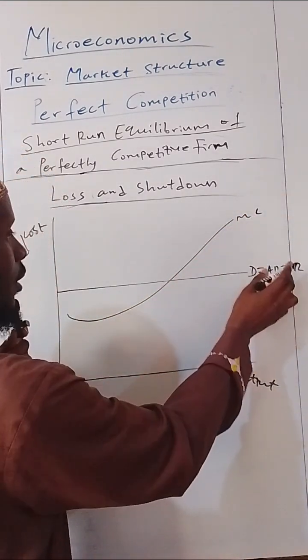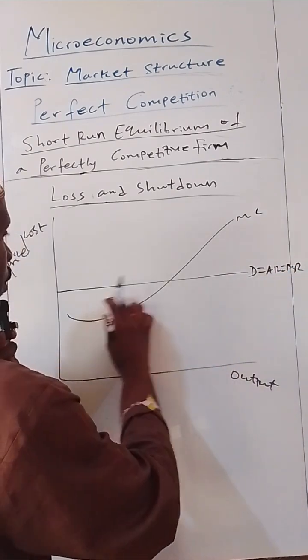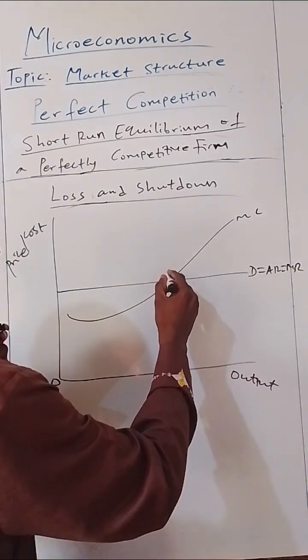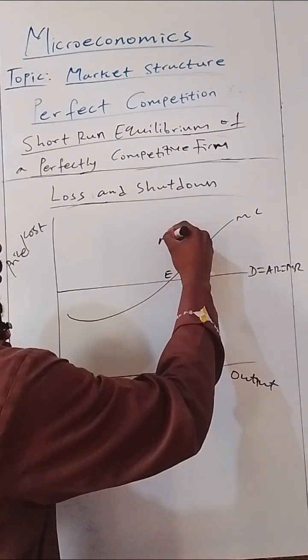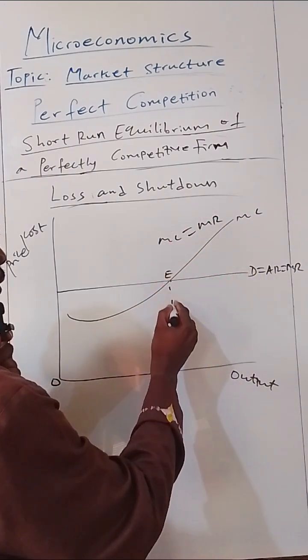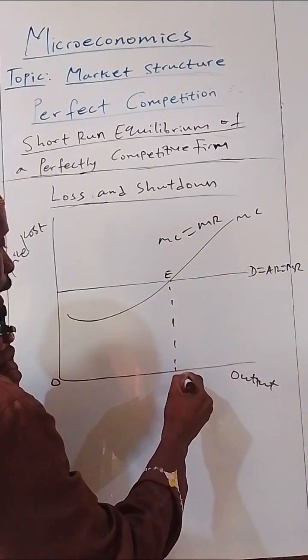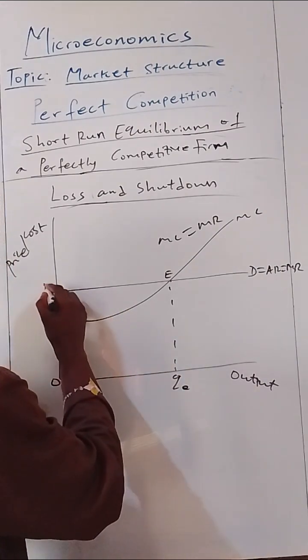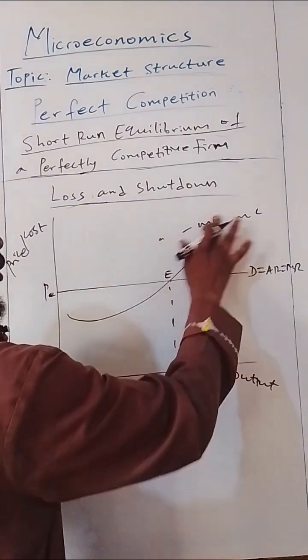This is where MC equals MR. This MR curve, this line, and this MC curve. This represents the equilibrium, this is where MC equals MR. Don't forget the equilibrium condition. So here we have the equilibrium output of the firm, and this represents the equilibrium price of the firm.